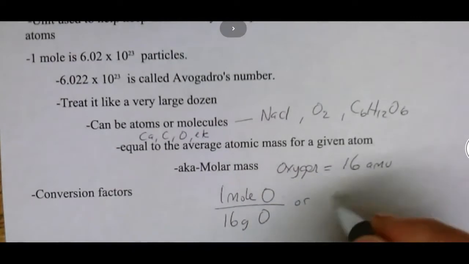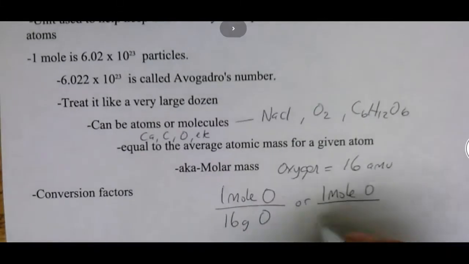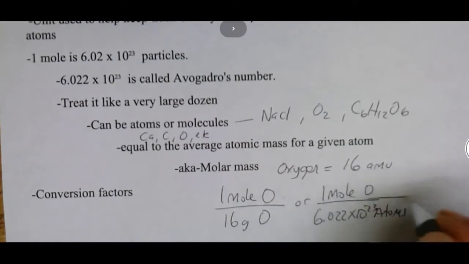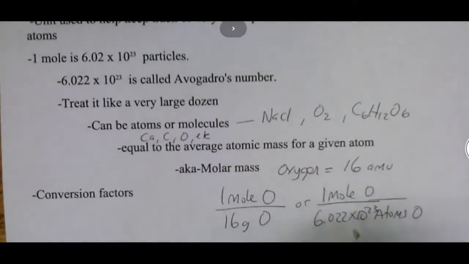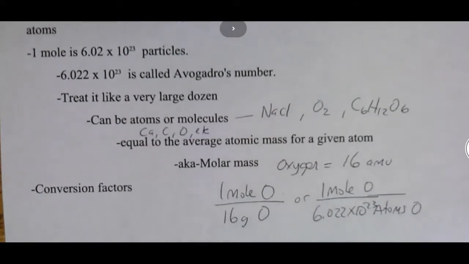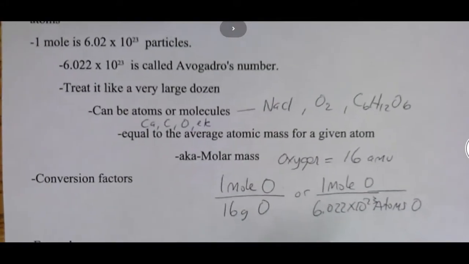Or we could use another one. We could say 1 mole of oxygen is equal to 6.022 times 10 to the 23rd atoms of oxygen. We could also just use these. We could say 16 grams of oxygen is equal to 6.022 times 10 to the 23rd atoms. So lots of different things you can do with it. Lots of different conversion factors.